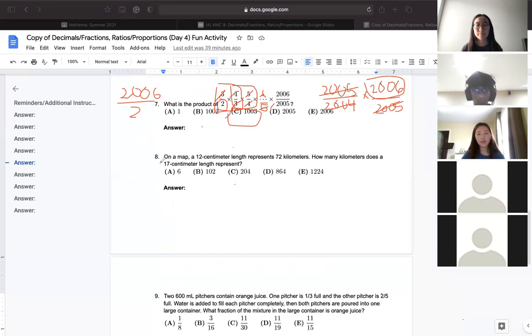Yeah, so that might have been hard to see, but once you realize, you can just cross out all of these. So good job if you found that pattern.